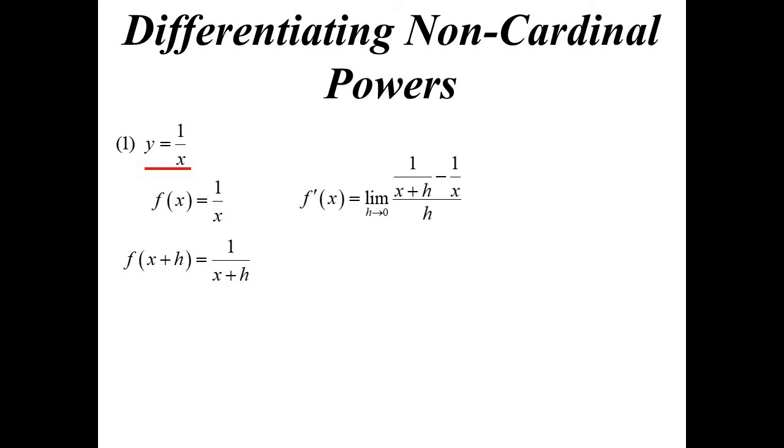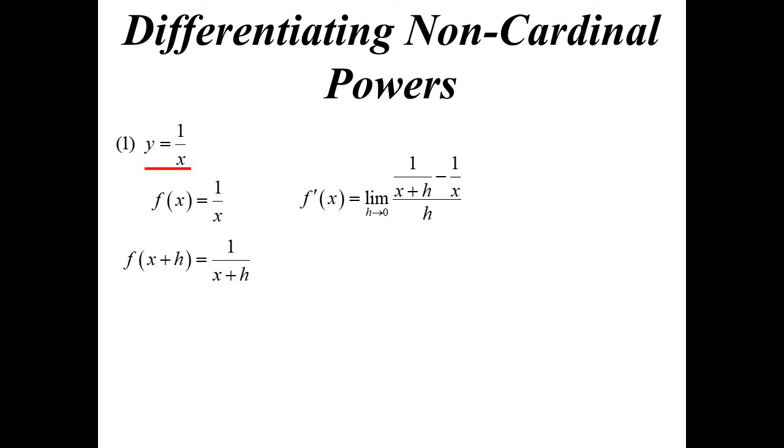So y equals 1 on x. First of all, let's deal with negative indices. So f(x) is 1 on x, so we're going to have to go back to first principles to see if we can create a formula. So f(x) is 1 on x. f(x plus h) will be 1 on x plus h. We plug it into our formula.